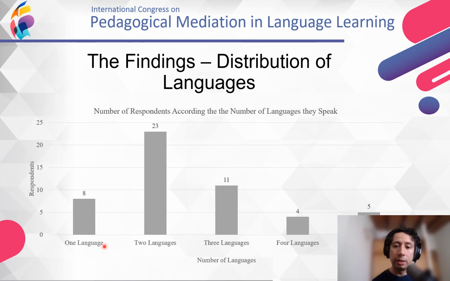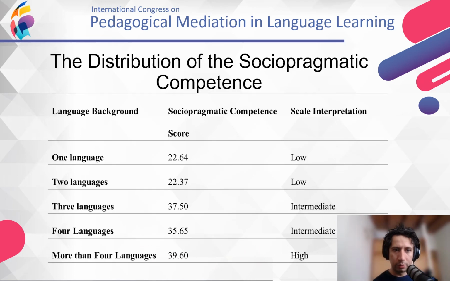These are my findings. We know that the sample tends to have a normal distribution. Most of them are bilinguals and trilinguals. Those speakers that reported speaking one language have a low sociopragmatic competence. Compared to those that speak three languages, they have an intermediate sociopragmatic competence. And look here, if you speak more than 4 languages, you're going to have a high sociopragmatic competence report. And I'm going to show you how that scale works.